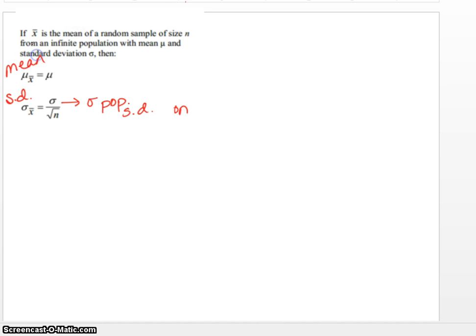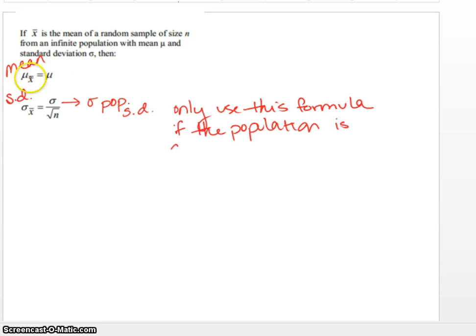You can only use this formula if the population is at least 10 times the sample size. And the symbol we use for sample size is n. Okay? So this right here will give us the sampling distribution of sample means.